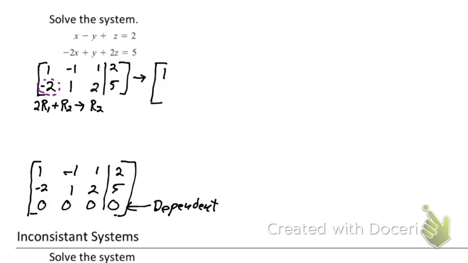Well, that's going to give me 1, -1, 1, 2 up here. Down below we have 2 times 1 is 2 plus -2 is 0. 2 times -1 is -2, plus 1 is going to be a -1. 2 times 1 is 2 plus 2 is 4. 2 times 2 is 4 plus 5 is 9. Now I'd go to the next column, figure out what needs to be 1. This one right here should be a positive 1. So we'll do a -1 times row 2 becomes my new row 2.